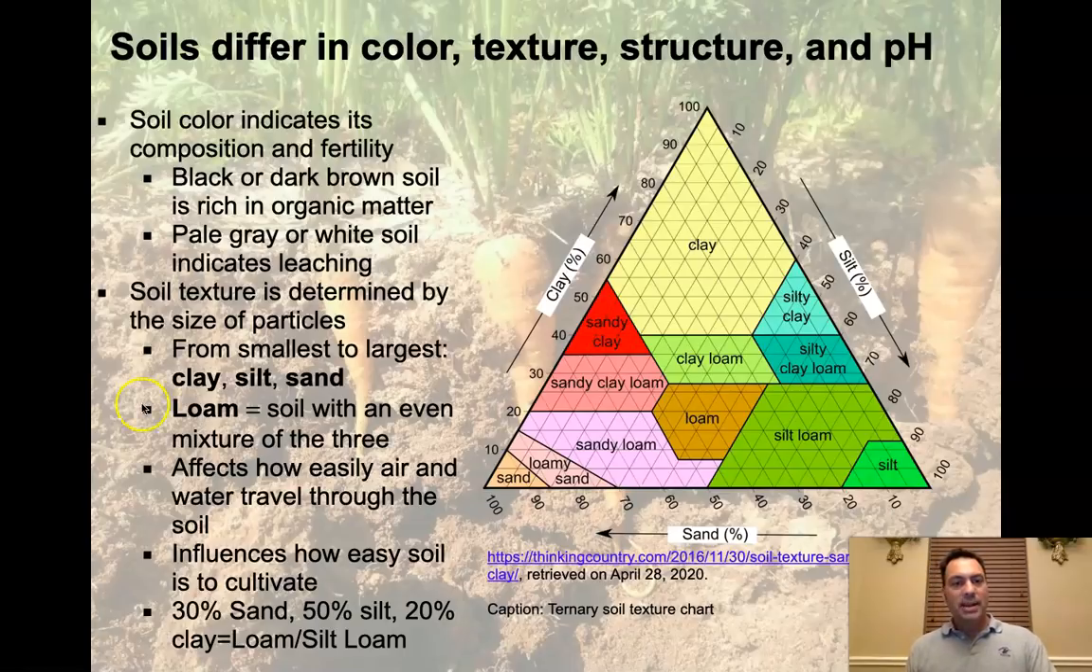Soil texture is determined by the size of the particles. There are three main particle sizes that we're going to be concerned about for soils: the clays, the silts, and the sands. The smallest is clay, the middle is silt, and the largest is sand. And there's an easy way to figure out the difference between the three of them if you're ever making an estimate in your backyard.